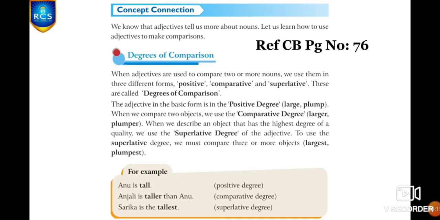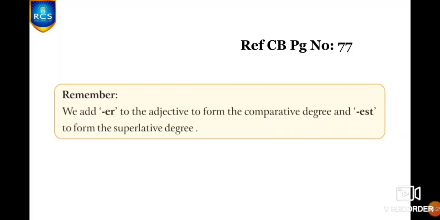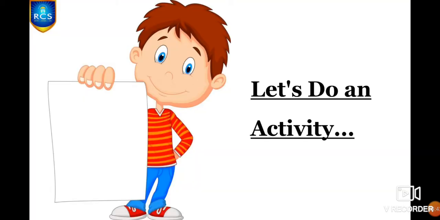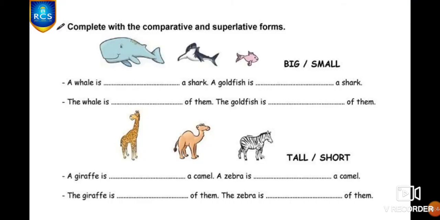Clear about this, children? For example, Anu is tall. Anjali is taller than Anu. Sarika is the tallest. These are all the examples given in your concept book. And remember, we add er to the adjective to form the comparative degree and est to form the superlative degree. And now let's do an activity. Children, complete with the comparative and superlative forms.